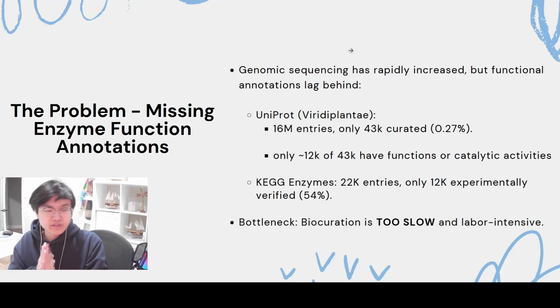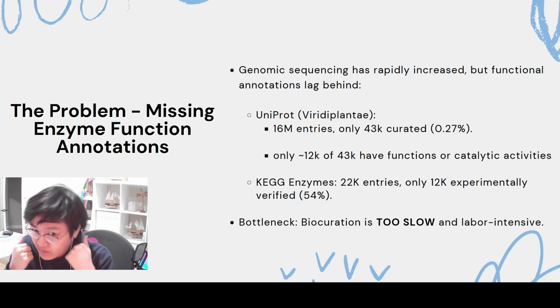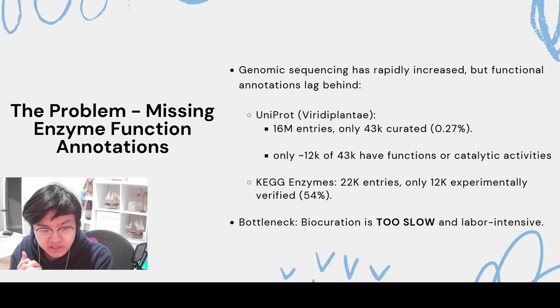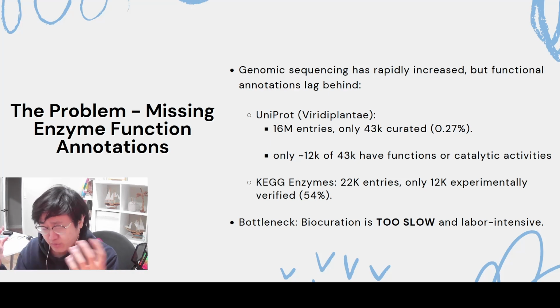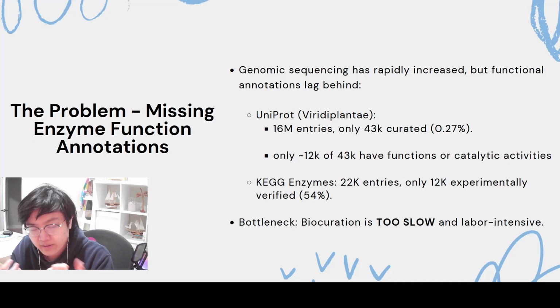So basically, our problem is that the number of sequenced genomes is rapidly increasing, but the function and annotations of proteins and enzymes is not keeping pace. Going back to an example on Uniprot, of the 16 million entries in Uniprot under the Viridiplantae taxonomy class, only about 43,000 have been curated, which is 0.27%, and only 12,000 of those 43,000 have functions or catalytic activities listed. It's a similar case for the Kyoto Encyclopedia of Genes and Genomes, or KEGG. There's 22,000 enzyme entries, however, only 12,000 of them have been experimentally verified.